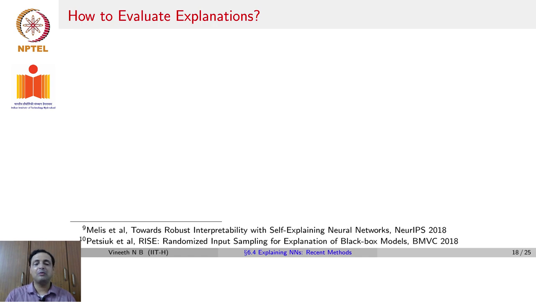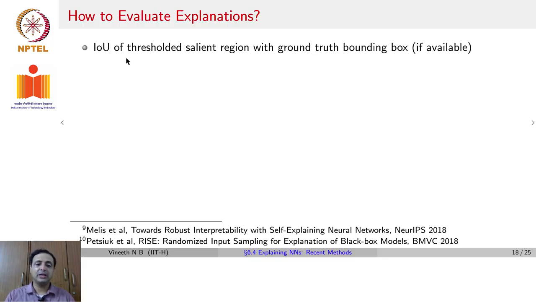Right? But when you have a million images in your test set, you really cannot look at every image in that test set and study whether CAM is working better or deep lift is working better or deep SHAP is working better. You need some objective metric that averages the performance across all of your images. How do you do this? A simple way would be to take the intersection over union, IOU, of the thresholded salient region with a ground truth bounding box if it's available.